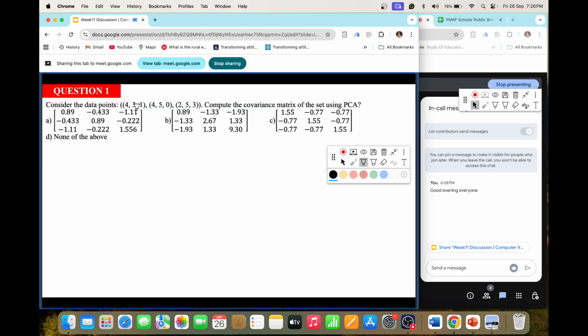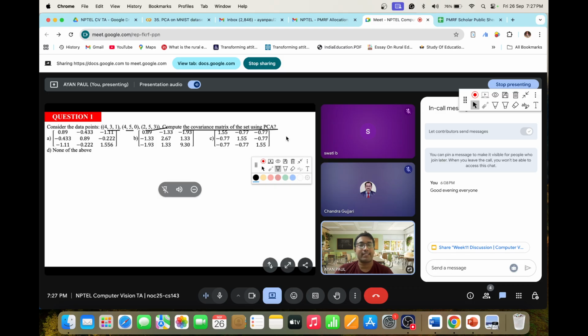Consider the data points 4, 3, 1, 4, 5, 0, 2, 5, 3. Compute the covariance matrix of the set using PCA. What should be the steps for it? First we need to form the data matrix. How do we form the data matrix?